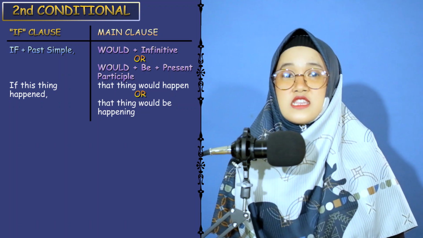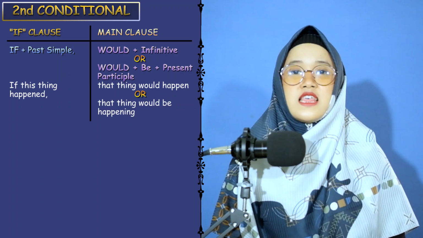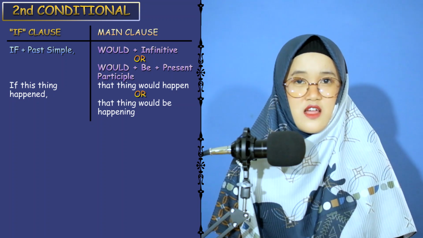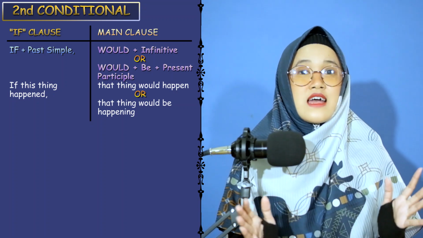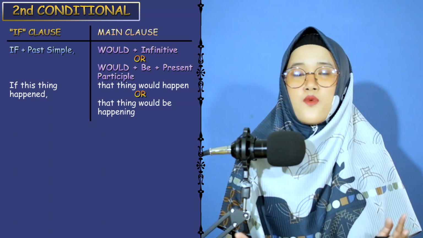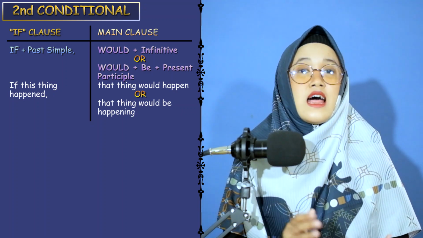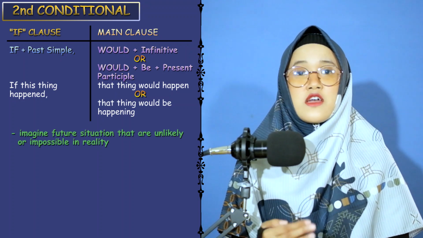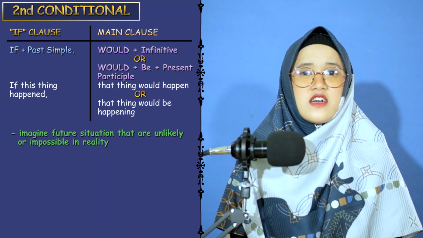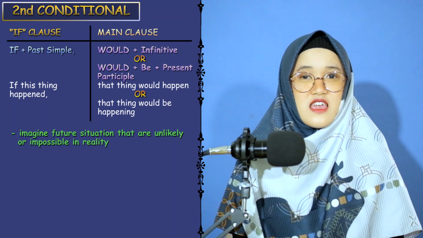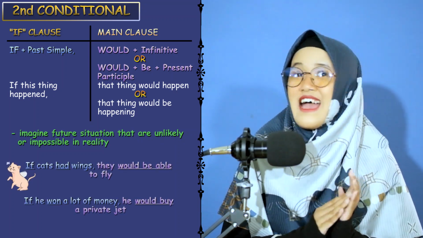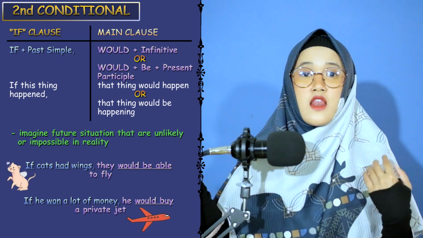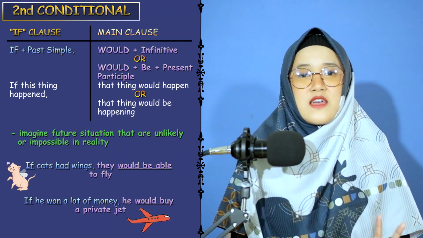The second conditional uses the past simple after if, then would plus infinitive or present continuous in the main clause. So if this thing happened, that thing would happen, or that thing would be happening. The second conditional is used to imagine future situations that are impossible or unlikely in reality. If cats had wings, they would be able to fly. If he won a lot of money, he would buy a private jet.